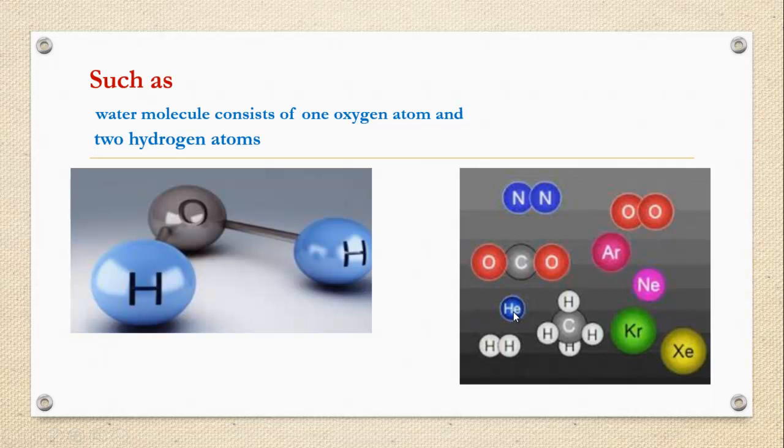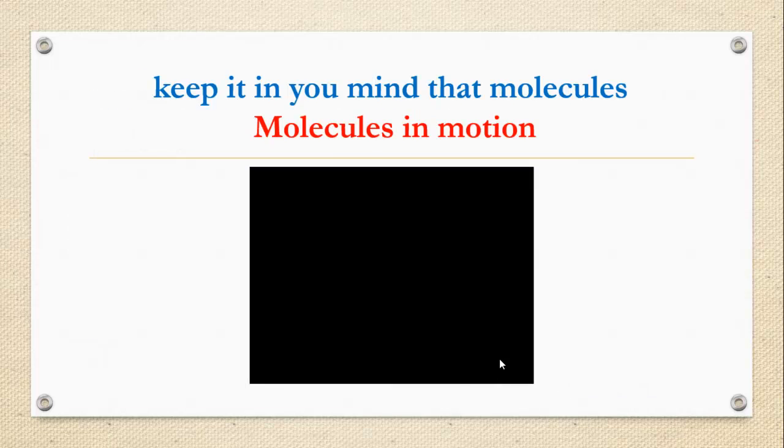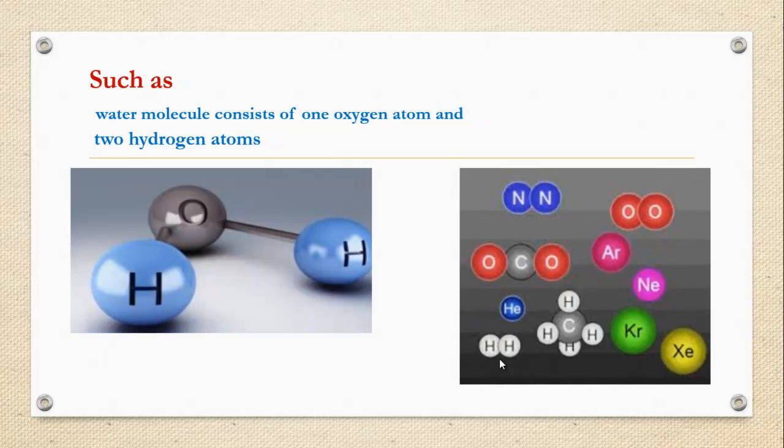So what's meant by element? An element is a matter whose molecules consist of one atom or two similar atoms or three similar atoms, like ozone gas. So if the molecule consists of one atom or two similar atoms or three similar atoms, this molecule is called the molecule of an element.